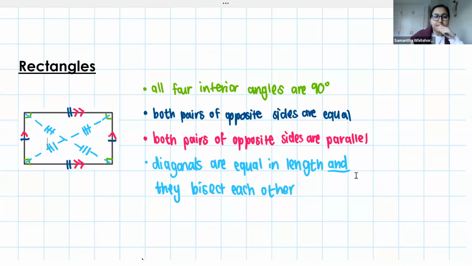Right, very nice. So let's take a screenshot of our rectangle and then we're going to have a look at our next one, which is a rhombus. So you can start thinking about some characteristics of a rhombus that you know about.